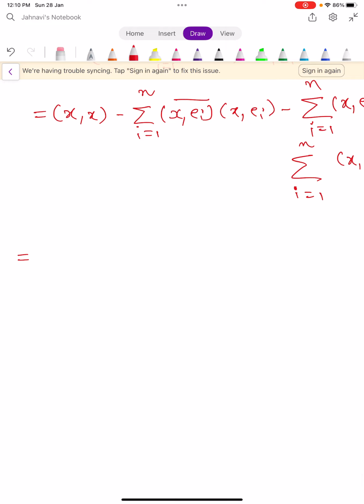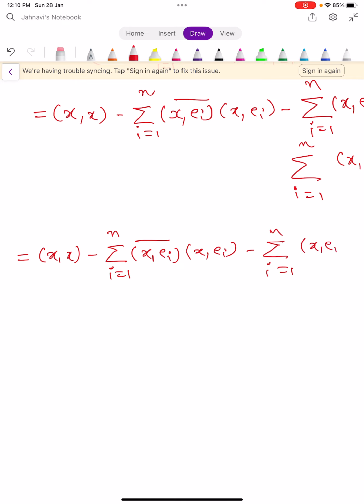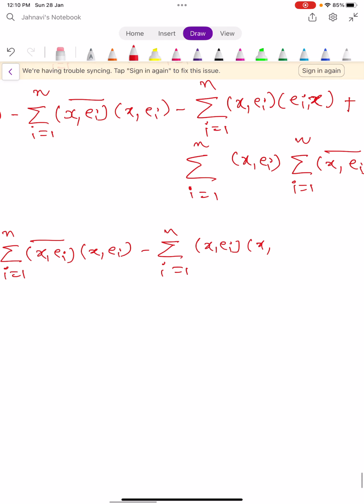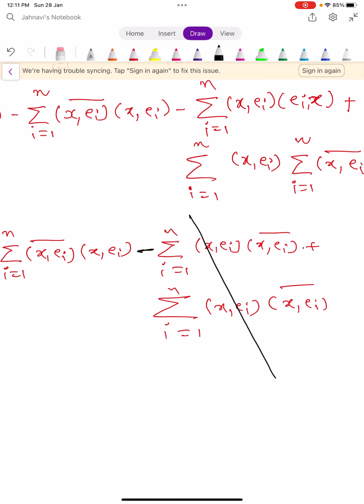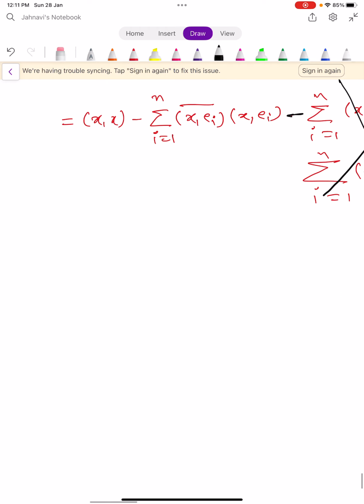norm which is equal to inner product of x comma x minus summation over i equals 1 to n inner product of x comma e_i bar into inner product of x comma e_i, minus summation over i equals 1 to n inner product of x comma e_i into x comma e_i bar, plus summation over i equals 1 to n inner product of x comma e_i into inner product of x comma e_i bar. You observe that these two terms are the same with opposite signs. Here it is minus, here it is plus. Same terms with opposite signs, so they get cancelled. We get the remaining terms only. We get two terms only.